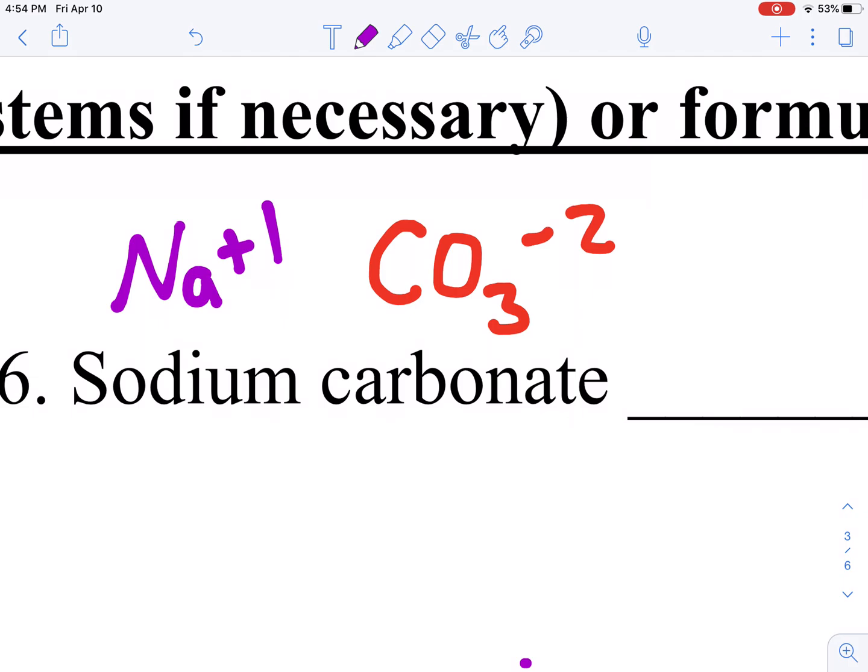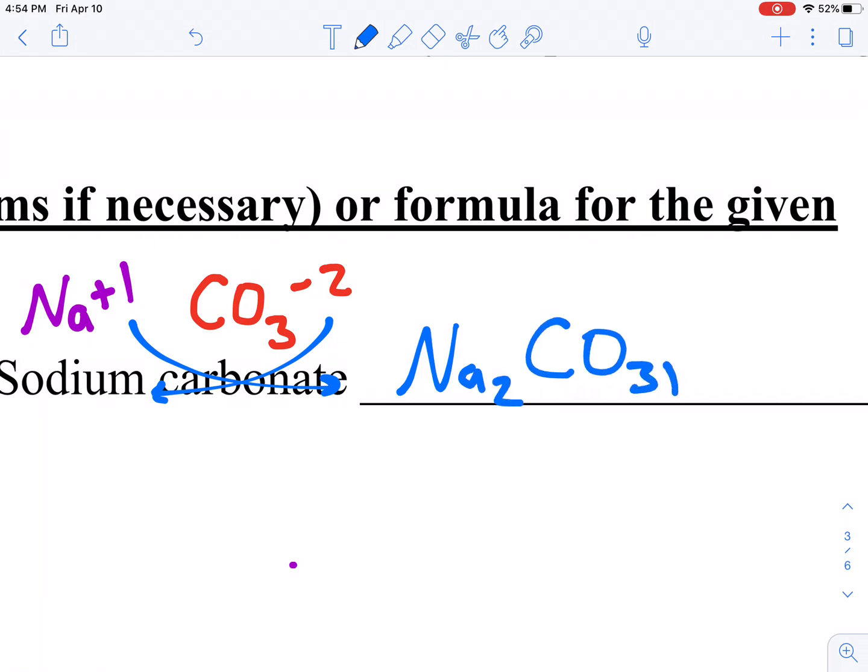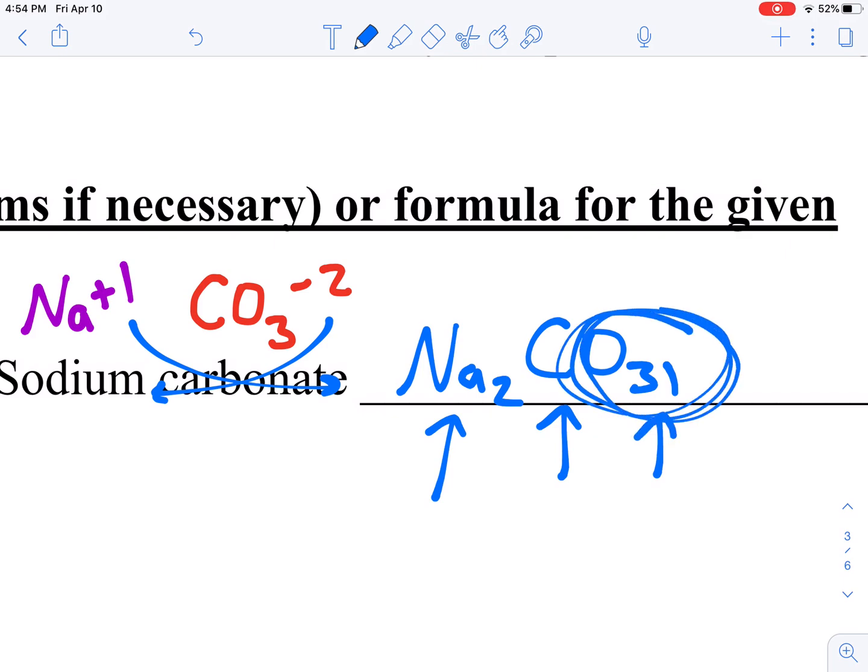Right? And you could think about how many sodiums and how many carbonates you need to cancel out one another. A lot of people like this crisscross method, and when they crisscross this thing, they say, okay, well the Na is going to have a 2 next to it, that's all well and good, and then the carbonate CO3 is going to have a 1 next to it, that's all well and good. That's not all well and good. You have not done this correctly, right? What you have said here is that you have 2 sodiums, cool, you have 1 carbon, and you have 31 oxygens. 31, that is not good, not good, not good, right?